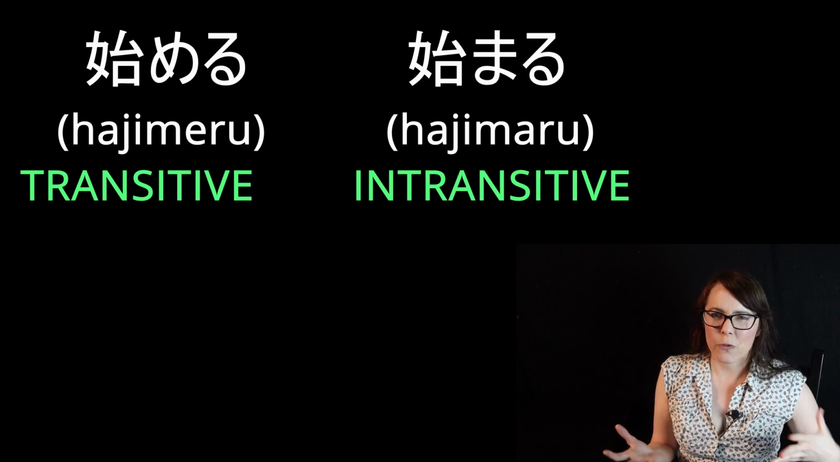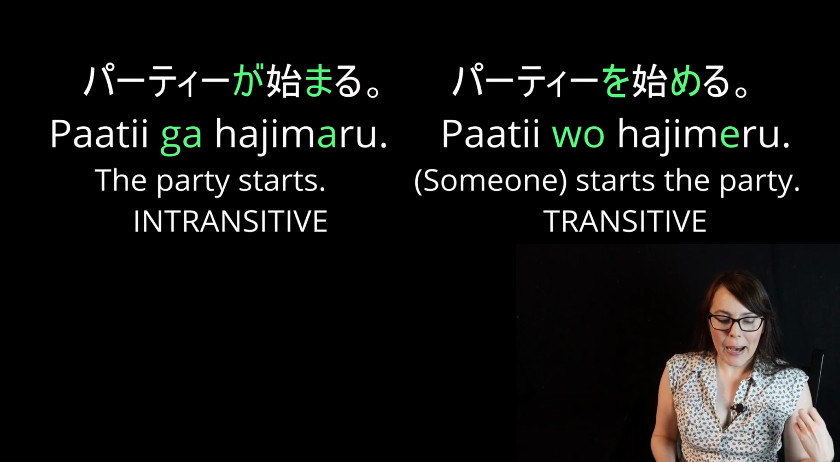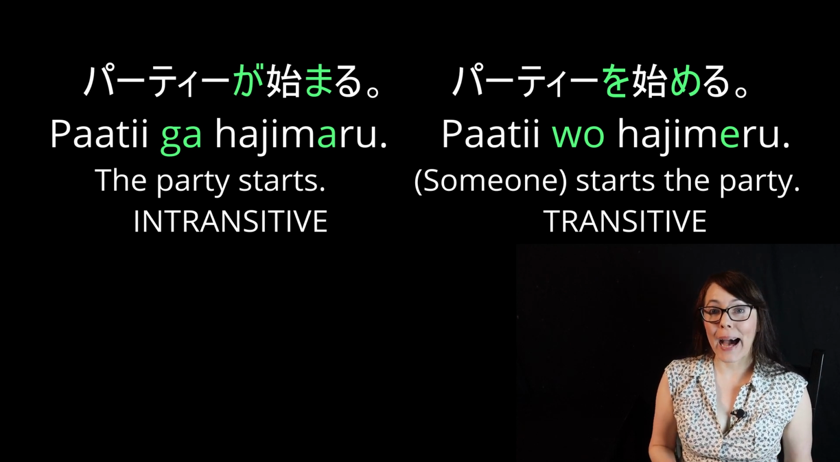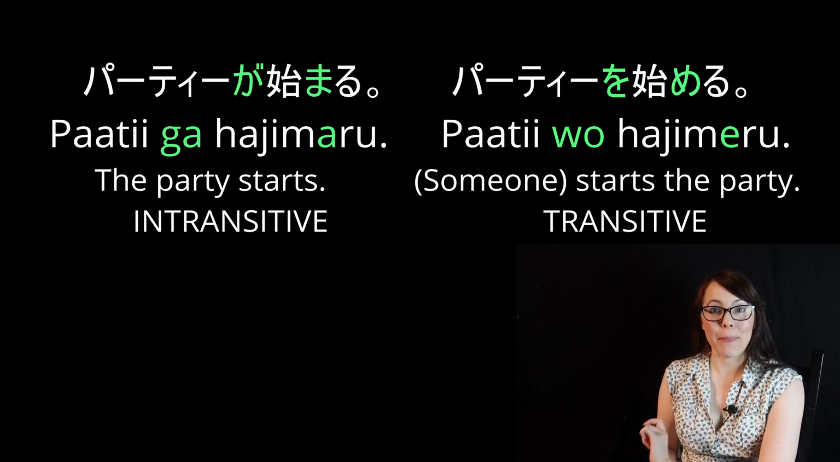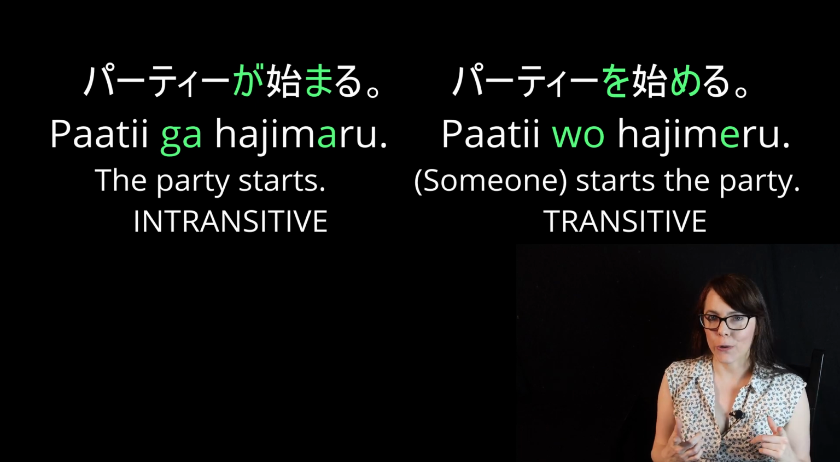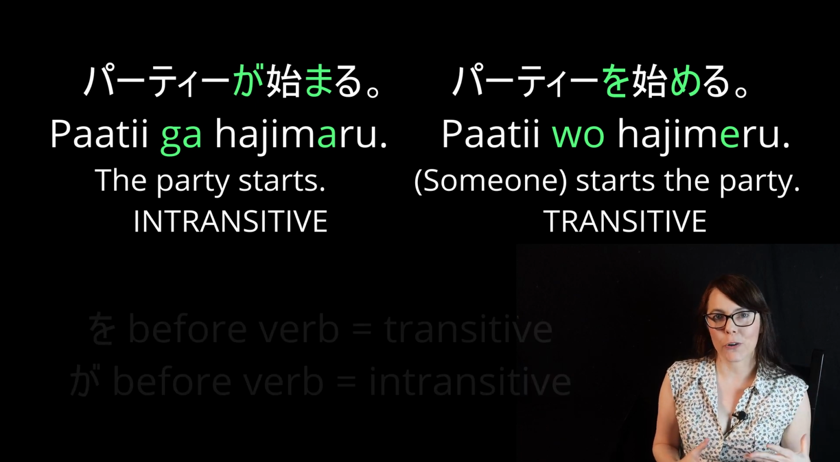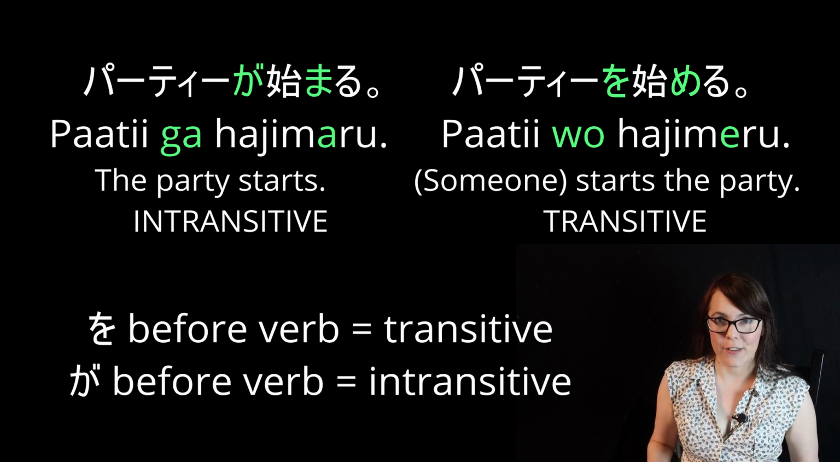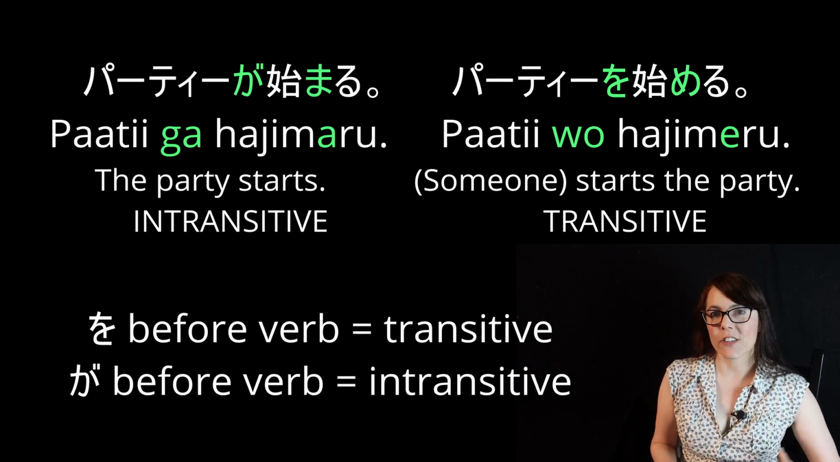Here's another couple sentences with hajimeru versus hajimaru. Party ga hajimaru versus party wo hajimeru. So again, your biggest clue is going to be the particle that comes before the verb. If it's a wo particle, it's a transitive verb. O means there's an object involved.